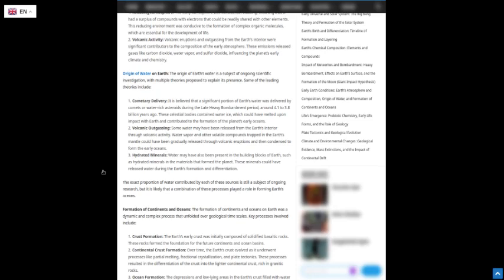The exact proportion of water contributed by each of these sources is still a subject of ongoing research, but it is likely that a combination of these processes played a role in forming Earth's oceans.